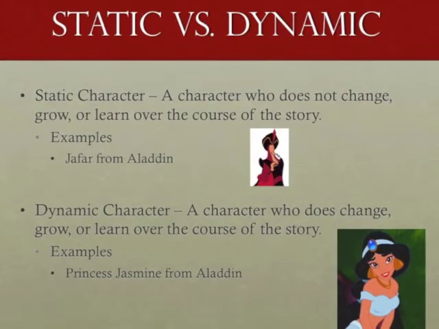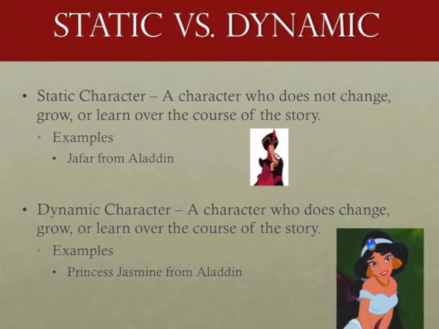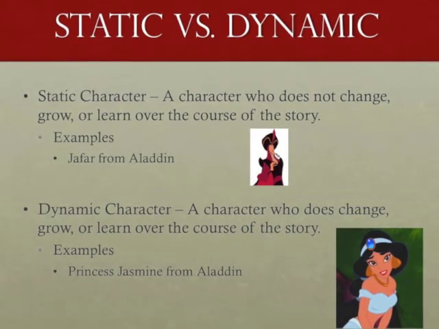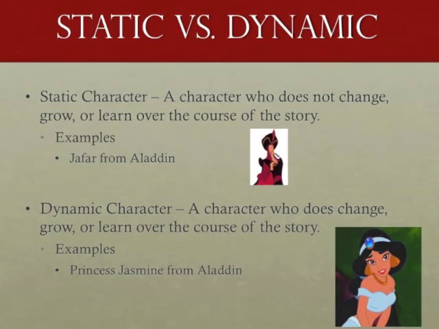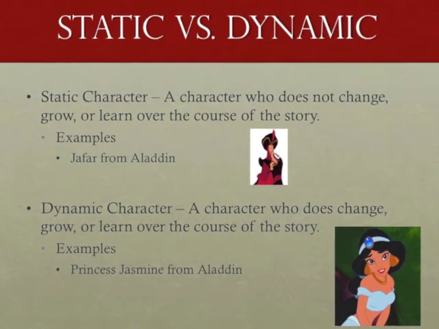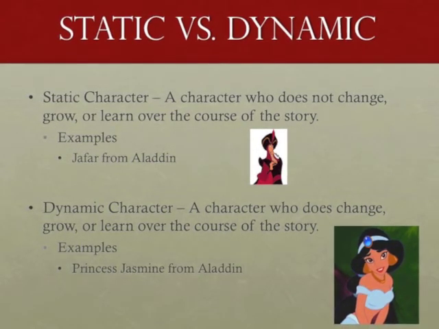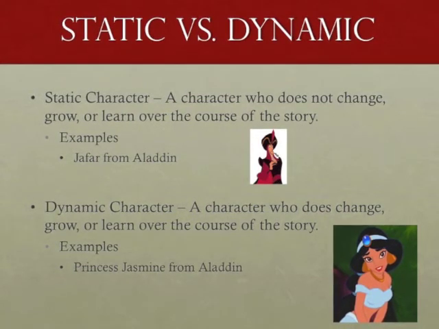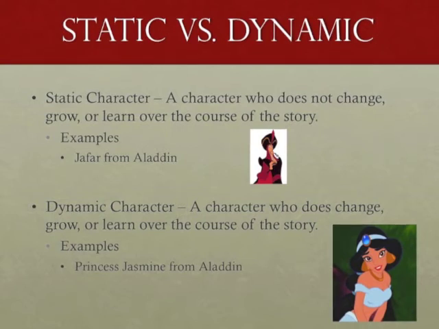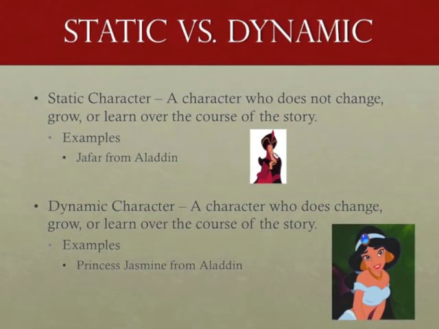Two more terms that we use when we talk about characters are static and dynamic. A static character is a character who doesn't change or grow or learn over the course of the story. An example of this would be Jafar. Jafar is evil at the beginning, he's evil at the end. Even though stuff happens to him, he doesn't learn from it, he doesn't change, he keeps trying to get the kingdom for himself. He is static. He doesn't learn from things that happen, he doesn't grow in any way.